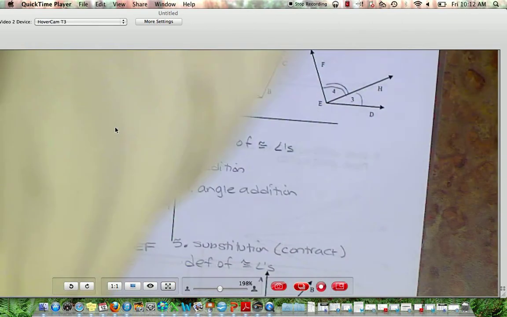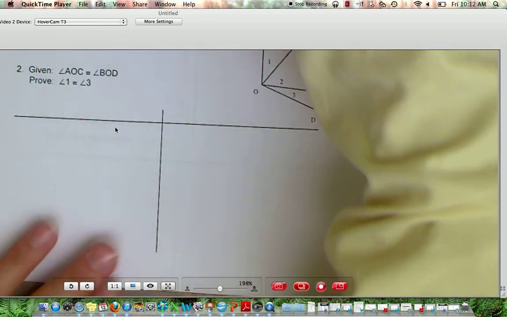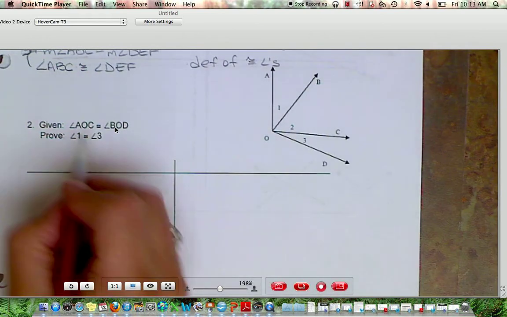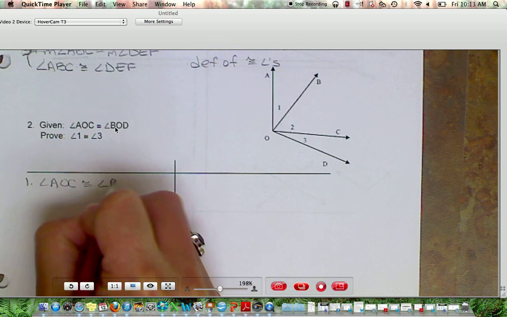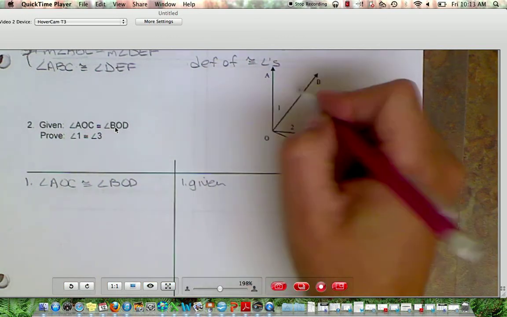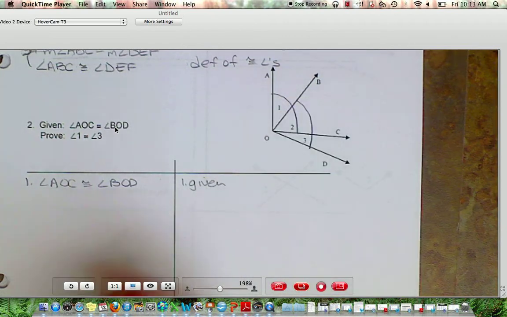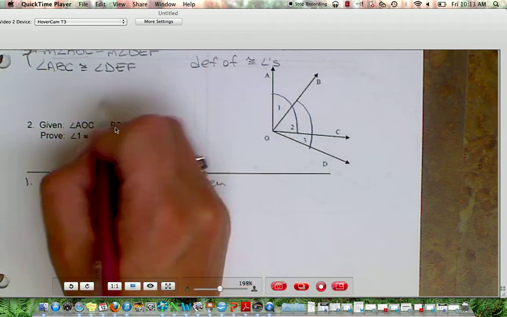Let's do a subtraction proof then as well. So in this one, we've got angle AOC is congruent to angle BOD. That's your given, and you should always mark that in the diagram. AOC is congruent to BOD, and that is made up of more than one angle, so we write whole.